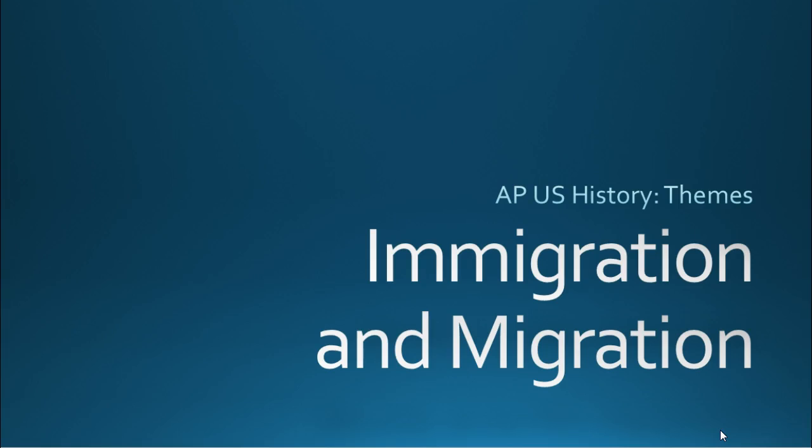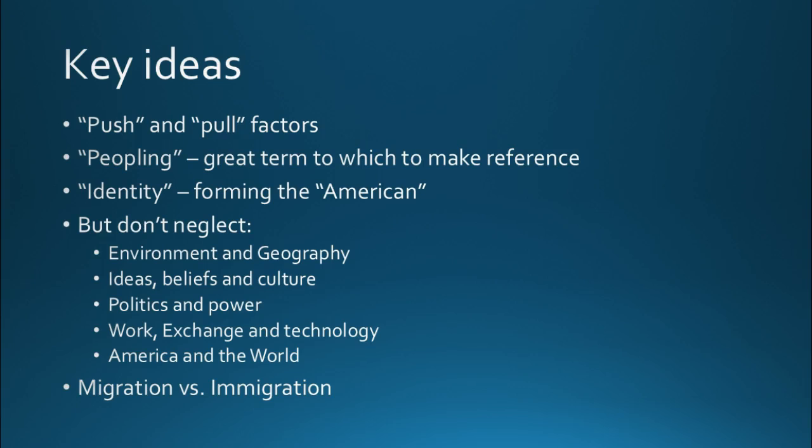And one of the key ones in U.S. history is, of course, immigration and migration. So a few key ideas before we get started here. Always remember, right? Push and pull factors. And by the way, these are the kinds of things you want to make reference to in an essay. Anyway, push and pull factors. Push factors are those factors that make somebody want to leave a place. Pull factors are those that make them want to come to a certain place. And of course, they work in tandem.